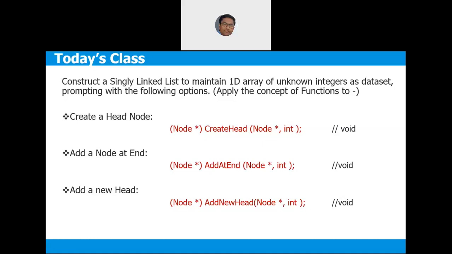So here you have two options. Option one is to keep your head node as a global variable, meaning Node* head outside of main. If you do that, then your functions will be very simple. That is what I have written in the comment with void, because you don't have to pass the head node every time.